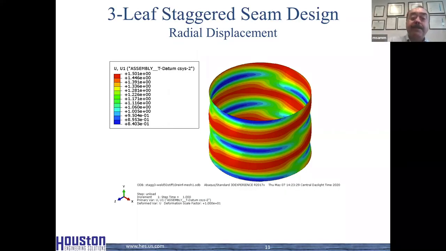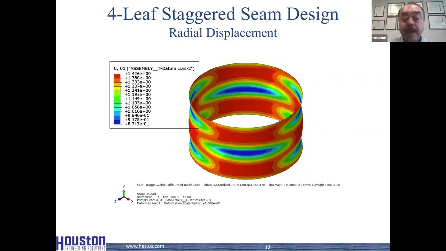Now the next one is the four-leaf staggered seam design. What we're seeing here is the minimum radial displacement of 0.87 and the maximum radial displacement of 1.42. The interesting part here is that there is no interaction between the bulges like we've seen in the previous one. It shows the bulges because the staggering is half the distance as opposed to a third of the distance. The bulging is more separate and independent from one leaf to the next.